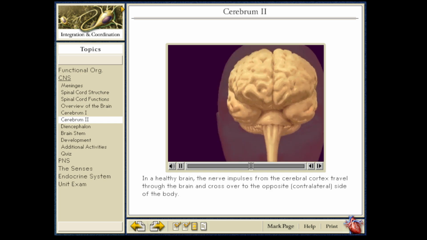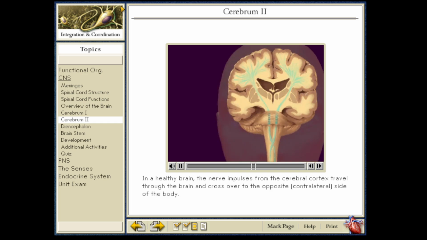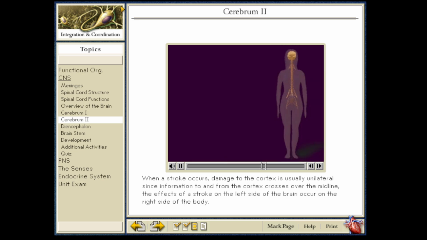In a healthy brain, the nerve impulses from the cerebral cortex travel through the brain and cross over to the opposite, contralateral side of the body. When a stroke occurs, damage to the cortex is usually unilateral, since information to and from the cortex crosses over the midline. The effects of a stroke on the left side of the brain occur on the right side of the body.